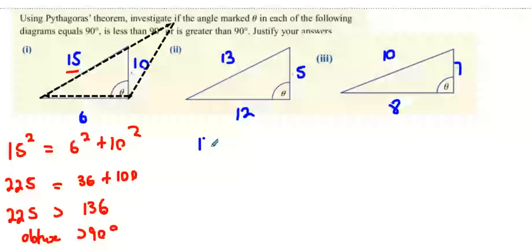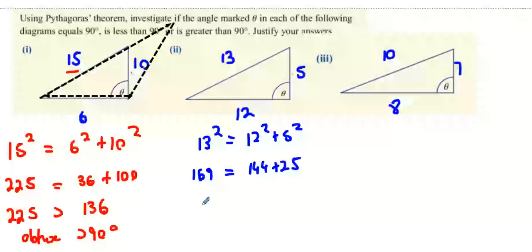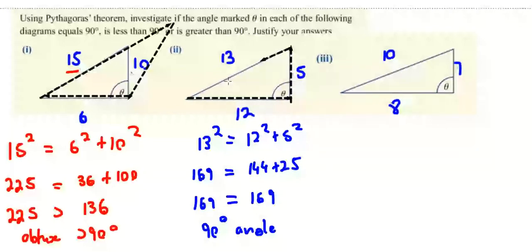We're going to get the largest side, which is 13 squared. We're going to equate it to the 12 squared plus the 5 squared. We're going to get 169 equals 144 plus 25. We're going to get 169 equals 169. Because it balances, this means it's a 90-degree angle, which means it's a perfect right angle triangle. Pythagoras' theorem always balances for right angled triangles. Okay, so this diagram is perfect. The angle in question is in fact a perfect 90-degree angle.